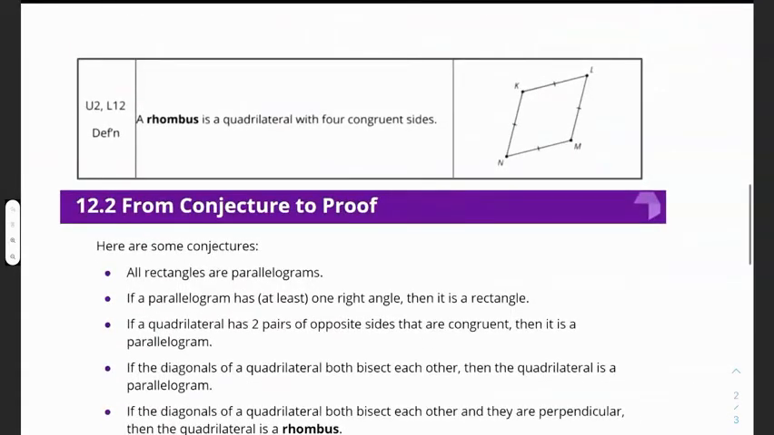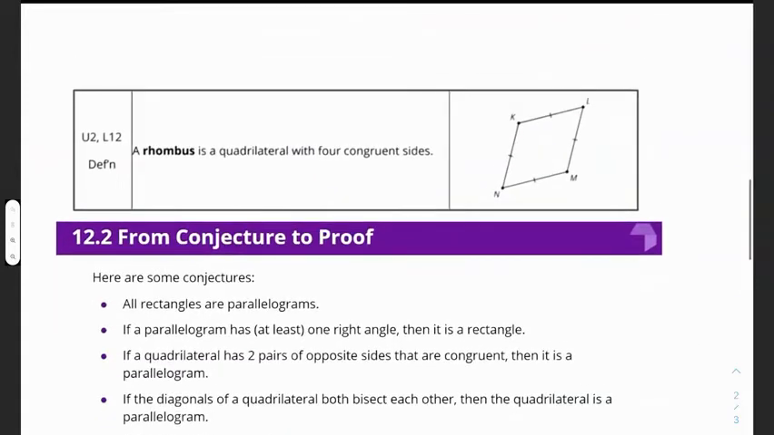A rhombus is a quadrilateral with four congruent sides. So notice how they don't mention anything about the angles. They just mention four congruent sides, like a square. Now, are the opposite sides also going to be parallel to one another? Like, is KN going to always be parallel to LM? What do you think?